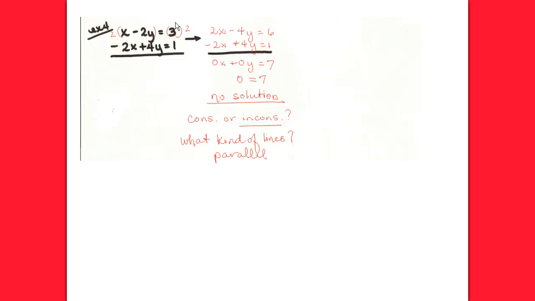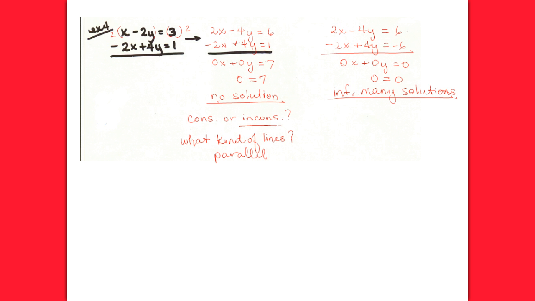All right, let's modify that example just a tiny bit. Let's just change one number. Let's say that this number right here, instead of being 1, let's say that that number was -6. So that when you went through and combined it, everything eliminated. And you ended up with just 0 equals 0. What does that mean? Parallel. Yes, it means infinitely many solutions.